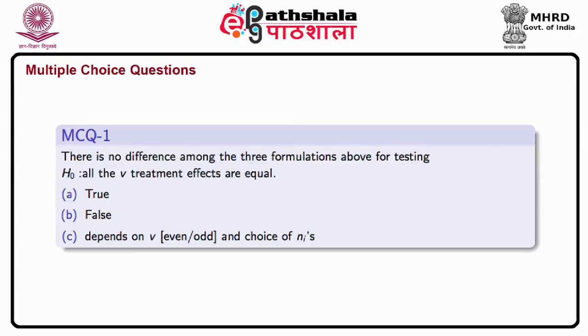So we are referring to the CRD model. In the model we have got tau 1, tau 2, tau v. There are three formulations given, set 1, set 2, set 3. And the question is, there is no difference among the three formulations for testing the problem H naught, all v treatment effects are equal. You are given three options: whether all three statements are equivalent, true or false, or it depends on whether the number of treatments is even or odd, and also on the choice of the replication numbers. So these are the MCQs coming up here.